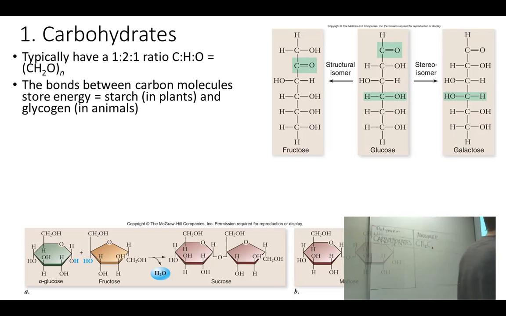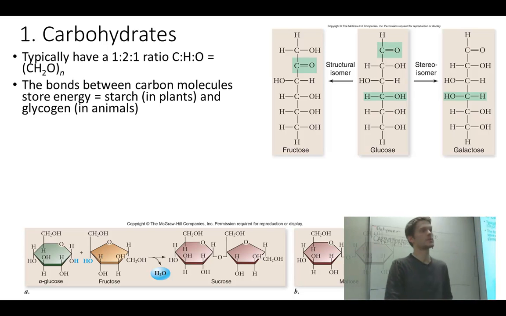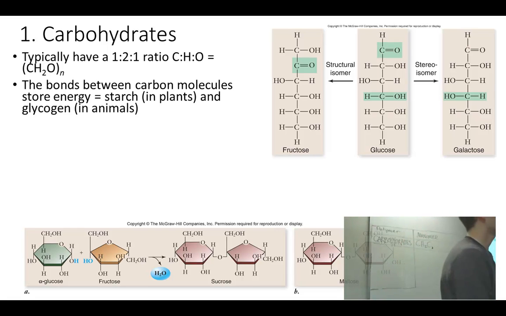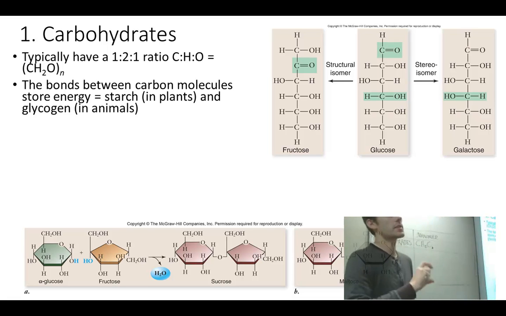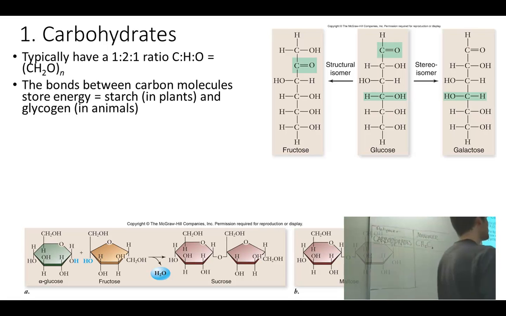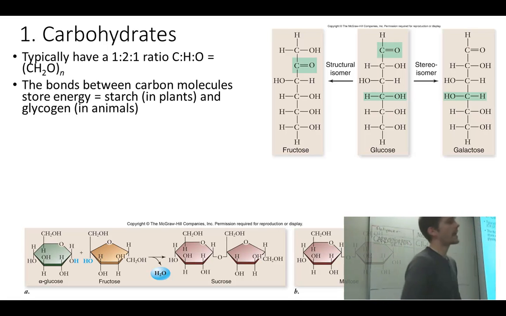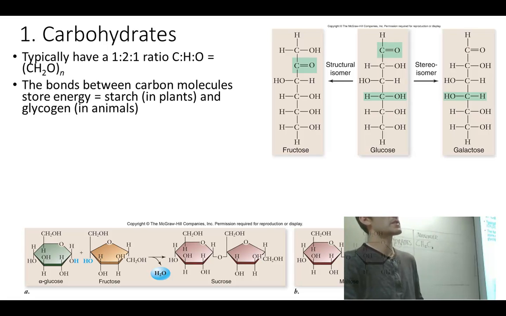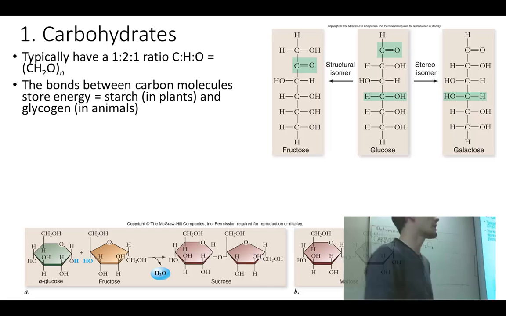And the bond between those carbon molecules stores energy, has potential energy. And in plants, when you string these carbon, hydrogen, and oxygen molecules together, it makes starch. Okay, and in animals, we store these units of CH2O in a molecule called glycogen. They're very similar, except they are structurally different.